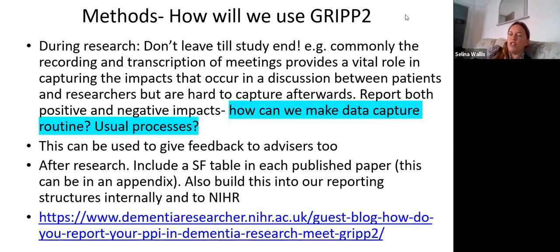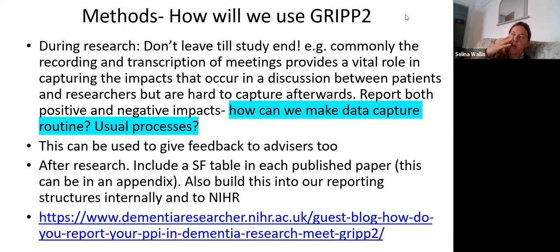What you do not want to do is plan your study, carry out your study, start writing your paper up and go, oh, I want to use GRIPP2. This is something that you want to think about at the beginning and plan for, and make sure that you're recording information as you go along, because you're not going to remember your public involvement.